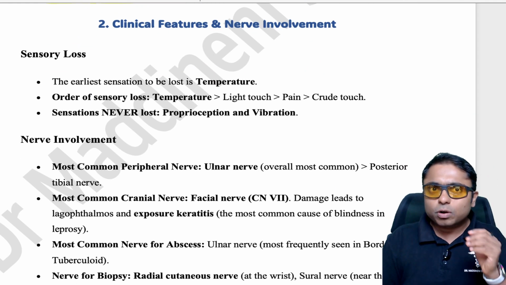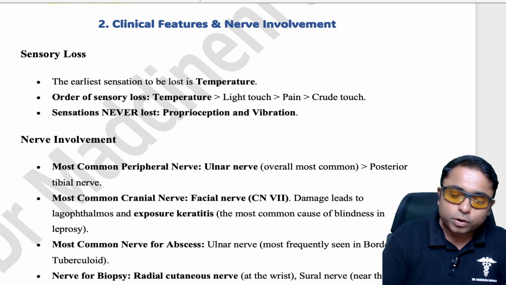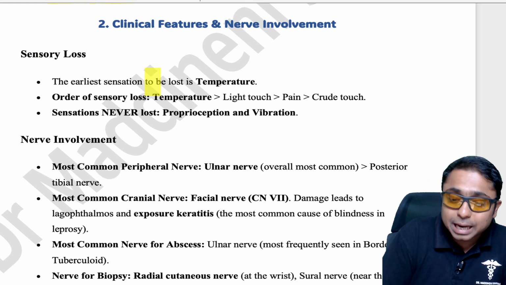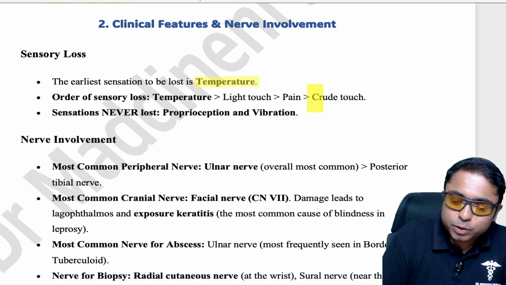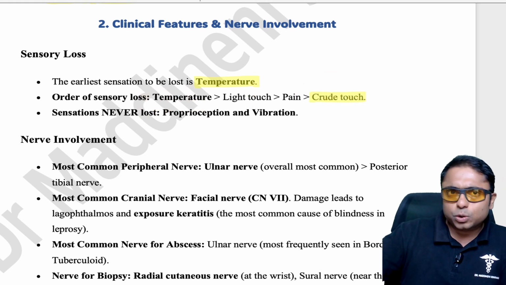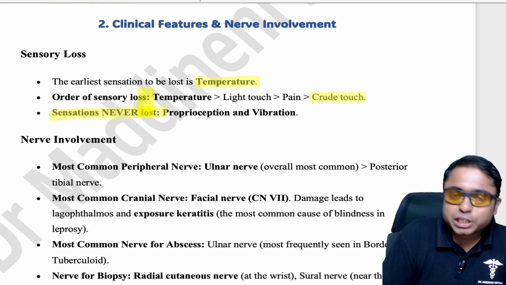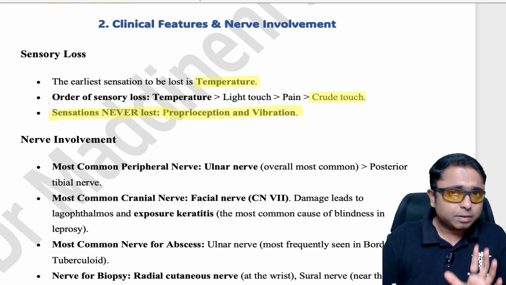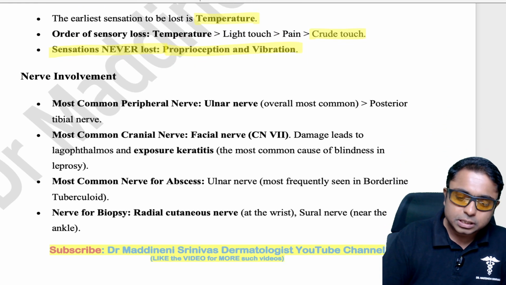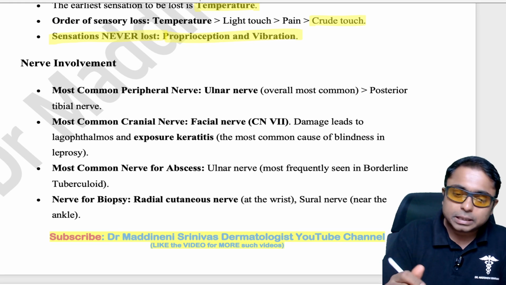Clinical features: involvement of the skin and nerves is very important for you to remember. In the nerves, remember the earliest sensation to be lost is temperature sensation, and crude touch is the last to be lost. Sensations which are never lost are proprioception and vibration. These were previous NEET one-liner type of questions. That's why we are having these also in the discussion.